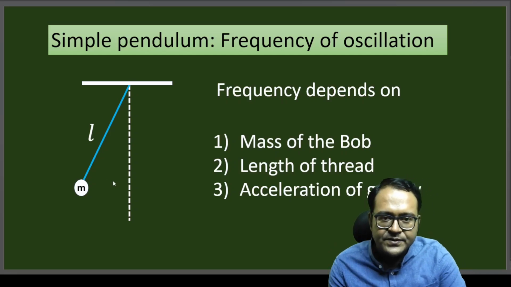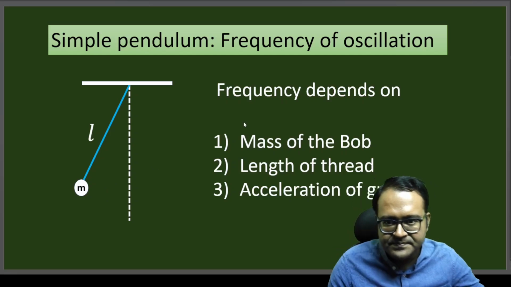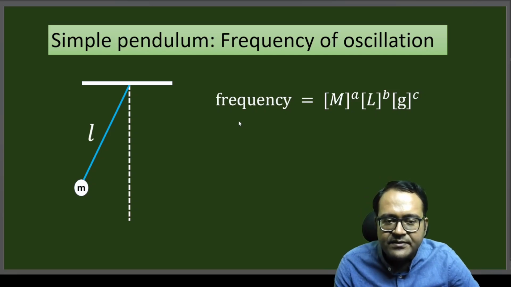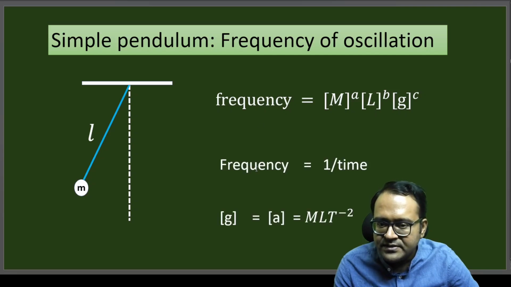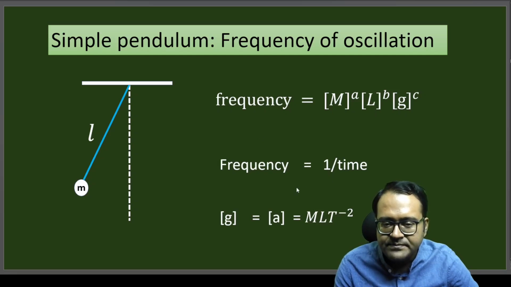So after thinking of the model, we write it like this. Let's say the frequency of your pendulum depends on the mass to the power a, L to the power b, and gravitational acceleration to the power c. Now, the combined dimension on the right-hand side must equal the dimension of frequency. The dimension of frequency will be just 1 by time.